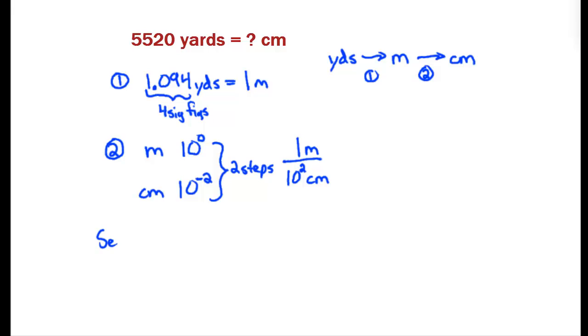So in setting this up, start off with what I'm given, 5,520 yards. I'm going to multiply that by my first conversion based on the 1.094 yards equals 1 meter equality. Here I will want my yards in the denominator, since that's the unit that I have and what I want to get rid of. Meters is what I want to convert to, so that unit will be on top. So the conversion factor will be 1 meter over 1.094 yards. Yards cancel. I'm left with meters.